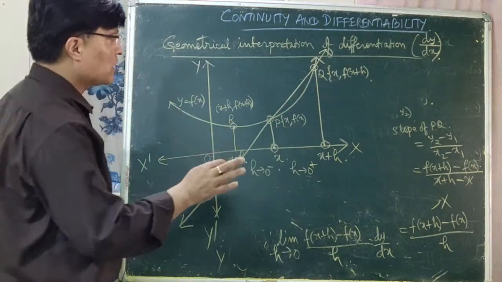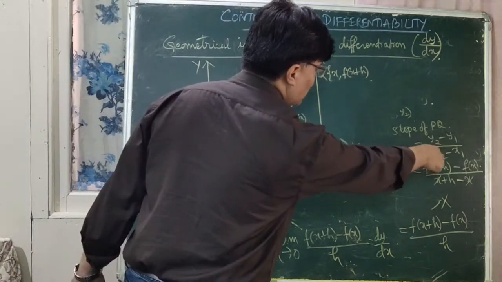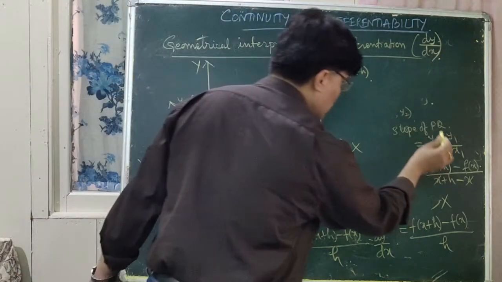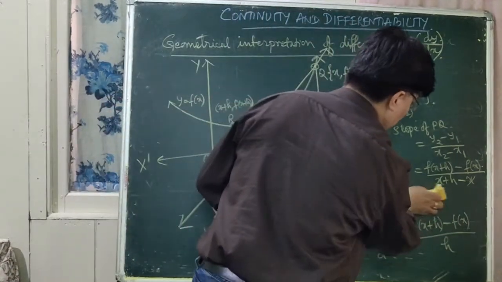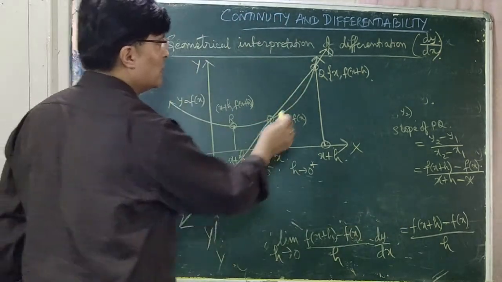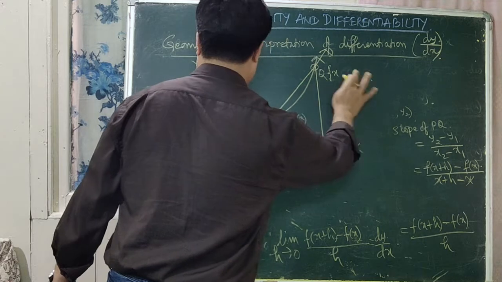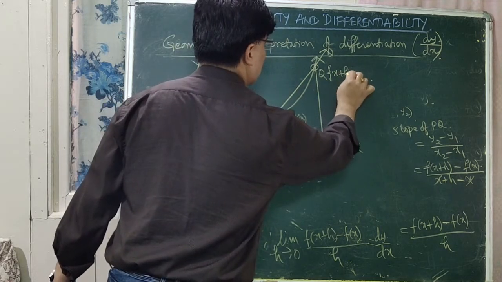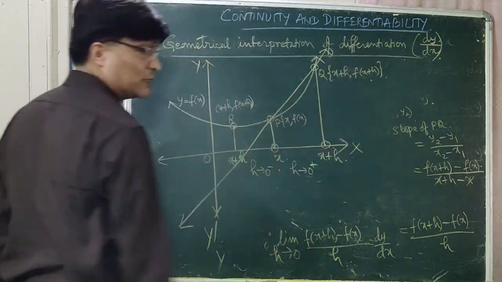Okay, so just now we have found out the slope of PQ. What is the slope of PQ? It is equal to y2 minus y1 upon x2 minus x1. So we have got it. So I think you have understood it, isn't it? This is the simplification. So when limit h tends to 0, oh sorry, this is x plus h. This is your x plus h. This is your f of x plus h.